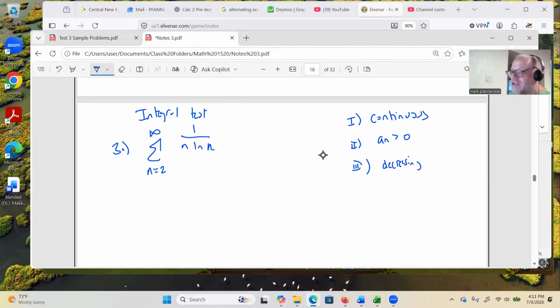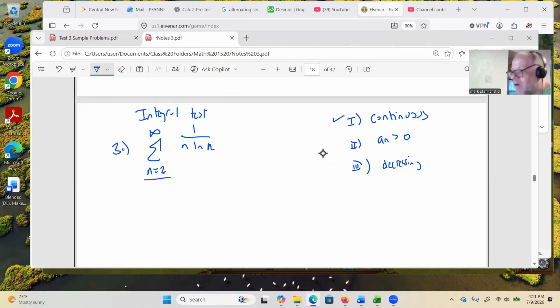The first thing we have to do is check the three conditions we can use for the integral test. Is the function continuous? Since we have a starting place of n equals 2, the only time we're going to get a discontinuity for natural log is ln of 1, which gives us 0, and that's not happening because we're starting at 2. So we check off that it is continuous.